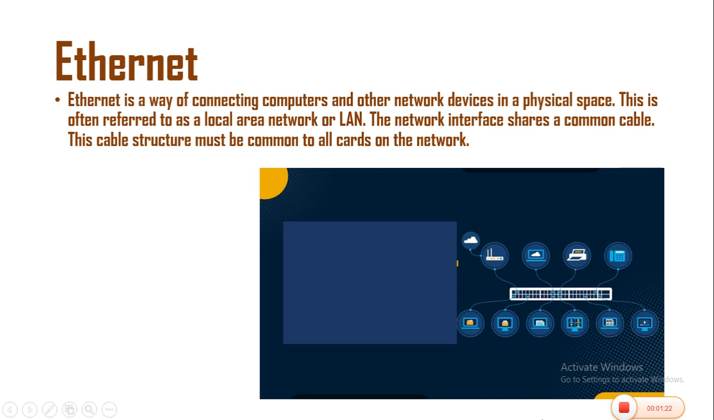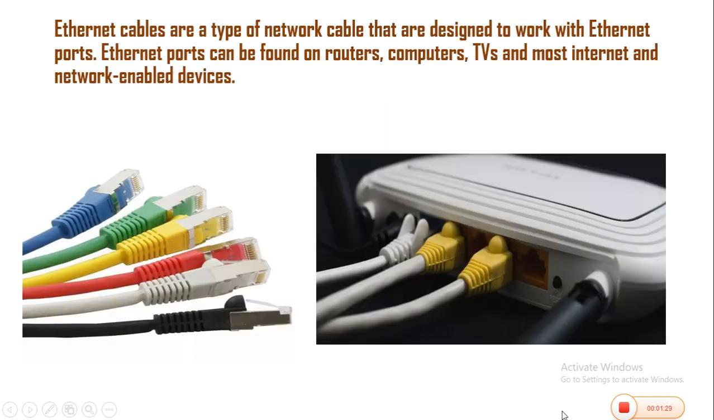Let's look at Ethernet cables and Ethernet ports. Ethernet cables are a type of network cables that are designed to work with Ethernet ports. The picture on the left is an example of Ethernet cables, and at the tip of the Ethernet cable we have an RJ45 pin connected to the tips of these cables. This is a sample Ethernet port where the cables are connected. Ethernet ports can be found on routers, computers, televisions, and most internet and network enabled devices.